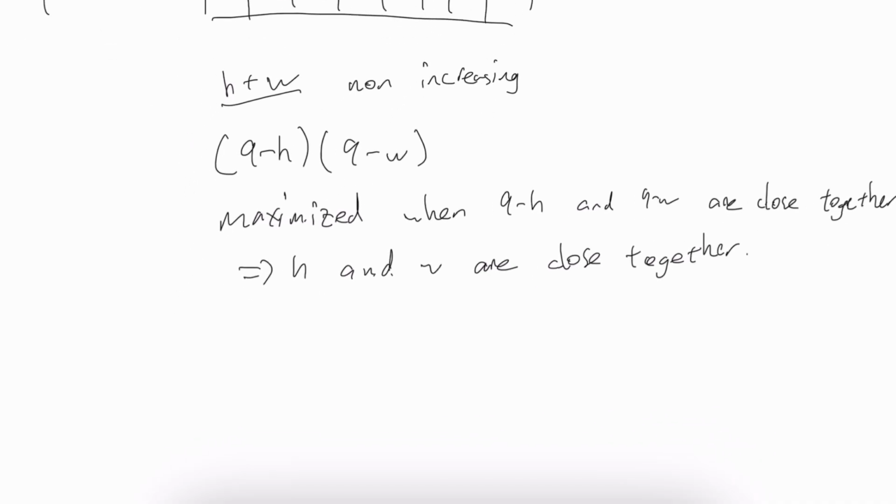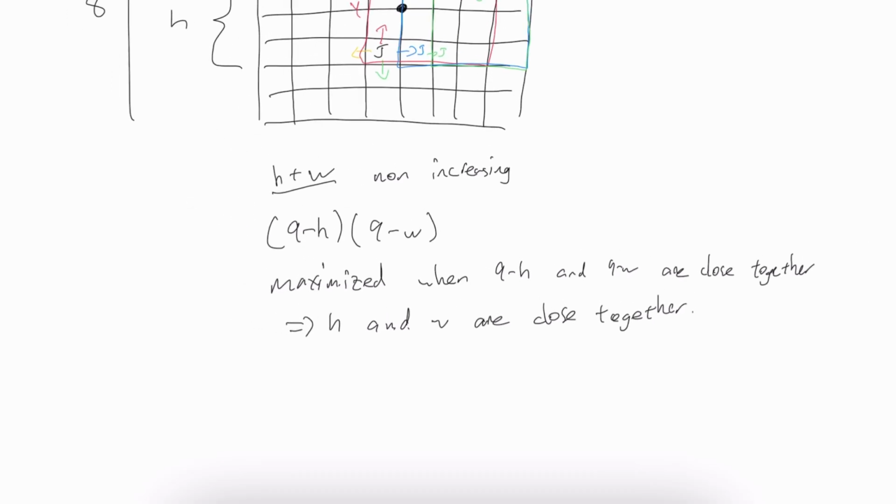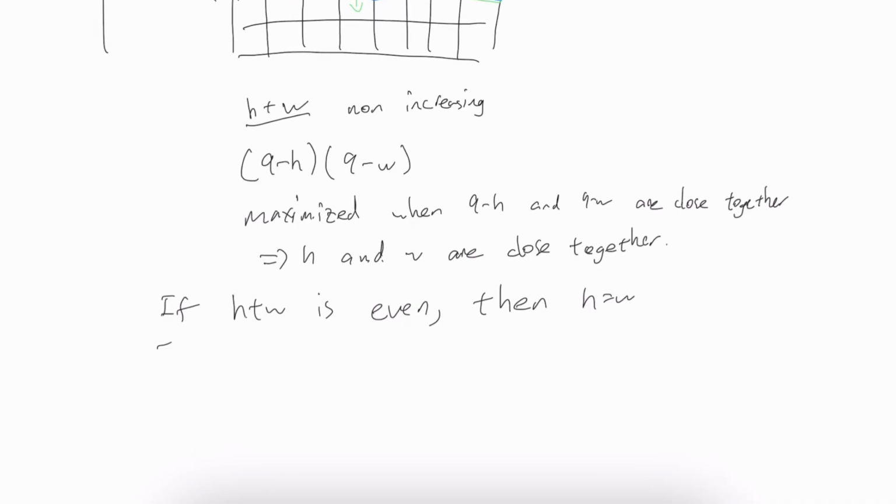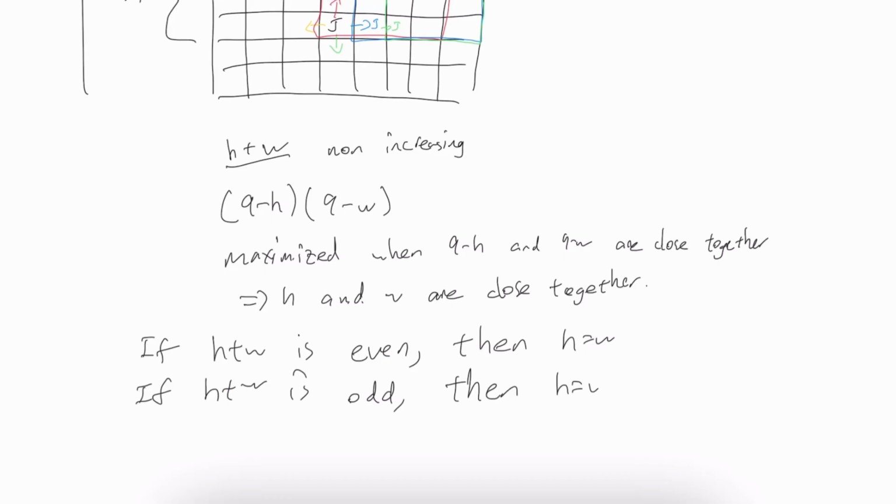And so to get h and w as close together as possible, if h plus w is even, then we just have h equal to w. That is the closest together they can get, while still having both h and w be integers. And in the other case, if h plus w is odd, then we can just say h is equal to w plus 1, or w is equal to h plus 1, but it should just be the same case.